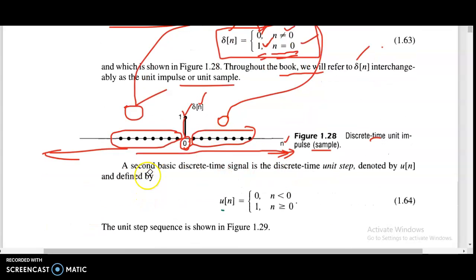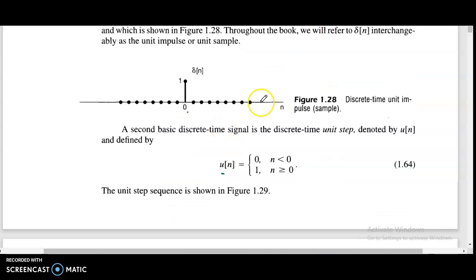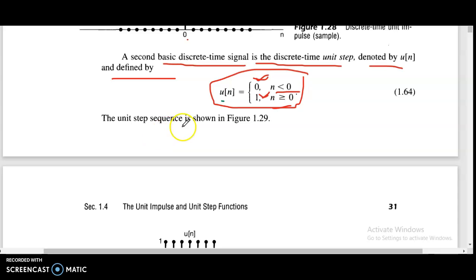Then a second basic discrete time signal is the discrete time unit step, denoted by u of n, defined by u of n equal to 0 or 1. u of n is 0 when n is less than 0, and u of n equal to 1 when n is greater than or equal to 0. This is the condition.